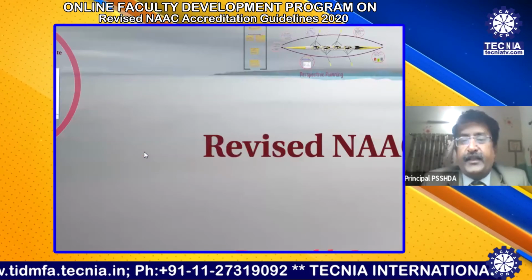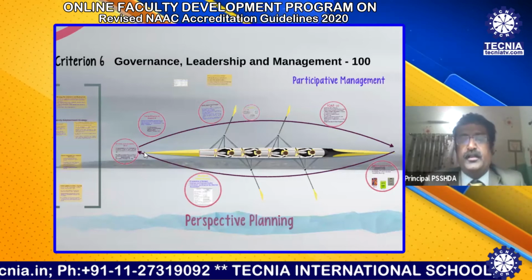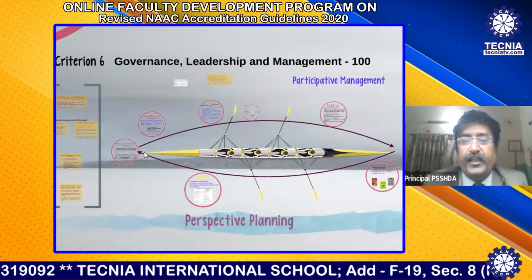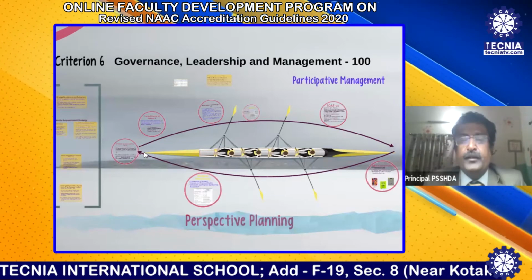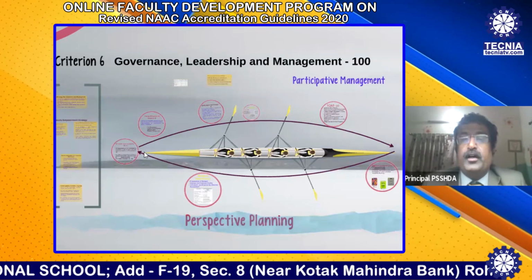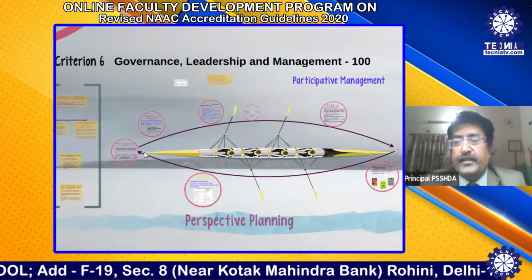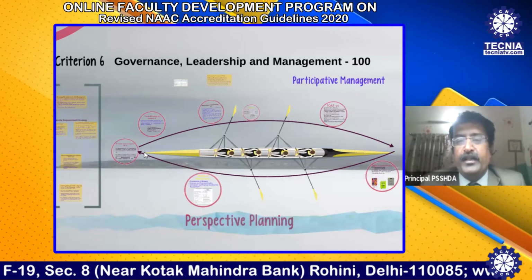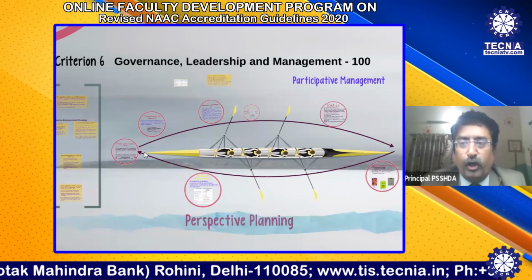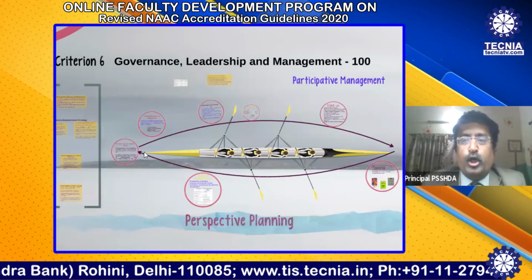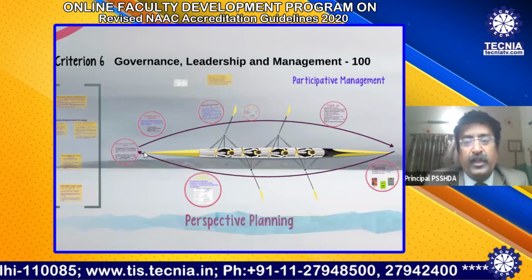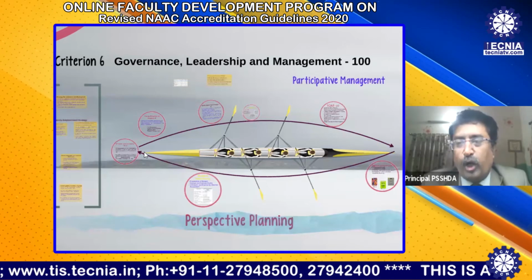For criterion 6, you are seeing the picture of a game. Normally, this is played in Kerala mostly, rowing games. There are 4 different people who are rowing the boat. You need to have a team for good governance, good leadership, and good management. One person cannot row the whole boat. So for good governance, good leadership, you need a very good team. If you have a good team, then you will not have any problem with this criterion.